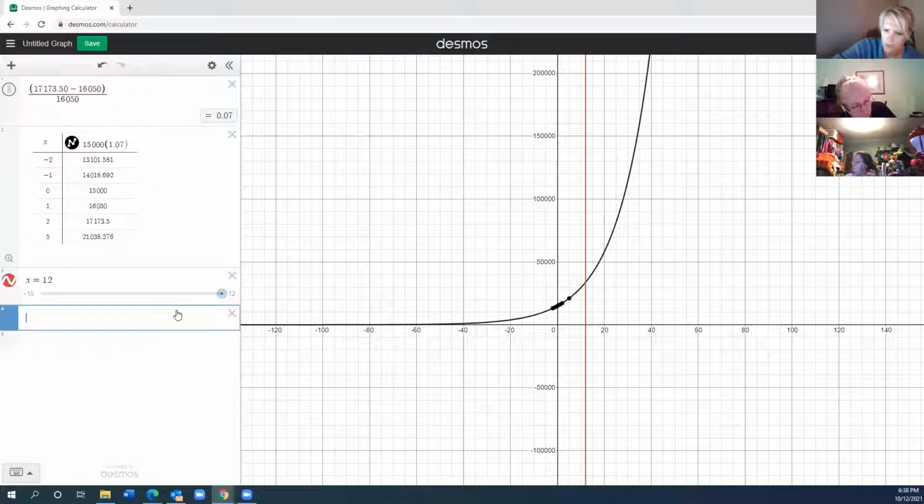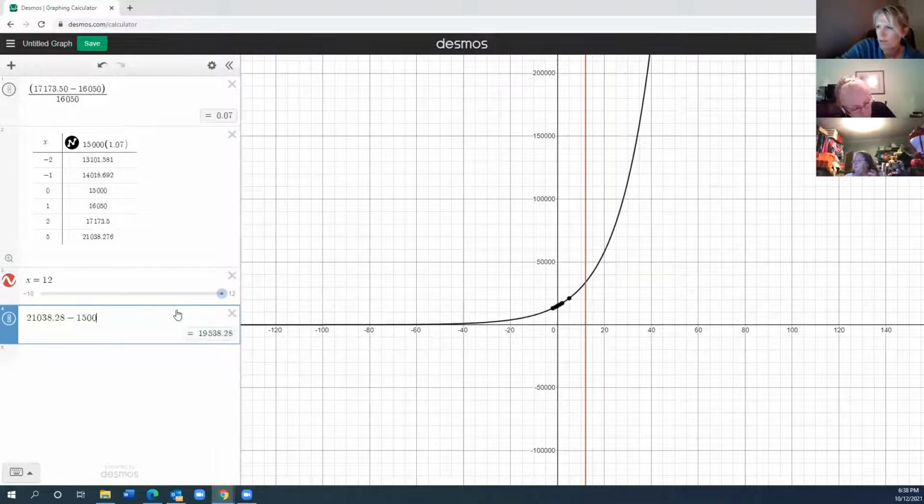So do that calculation here, 21,038.28 minus the 15,000 we started with. And we can see that we have gained $6,038.28 in interest, which is awesome. You could also look back on the actual graph or the actual table on 208. So you could see what it was after 5 years already, right? Yep, you could do it that way too. I forgot that 5 was in there.